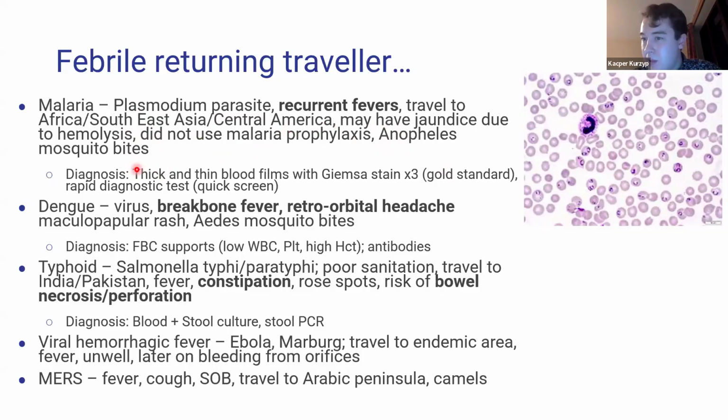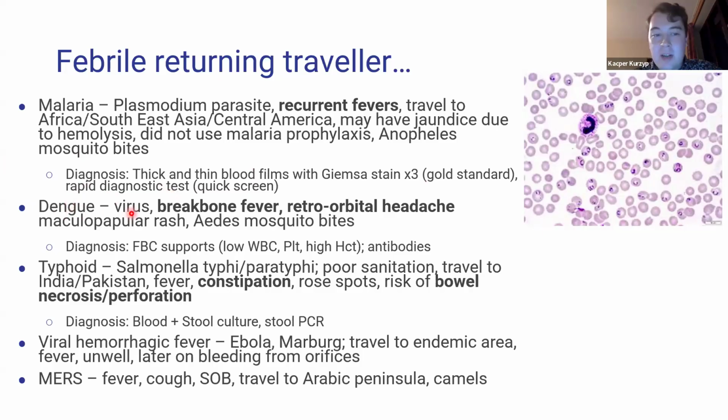Gold standard is the thick and thin blood films with Giemsa stain, like here. But there is also a rapid diagnostic test. If the question asks you, what is the fastest way to test for malaria? It's your rapid diagnostic test, which is essentially a lateral flow test.